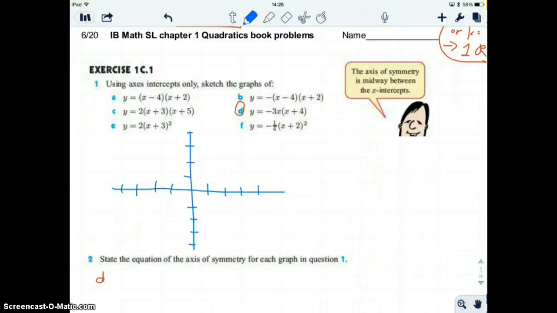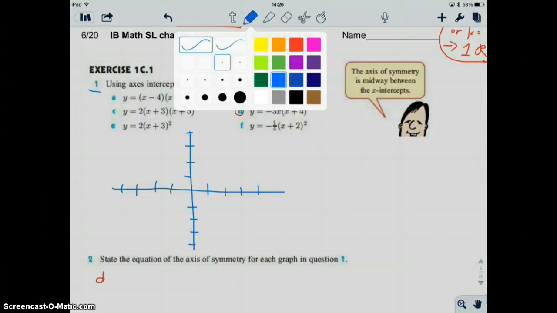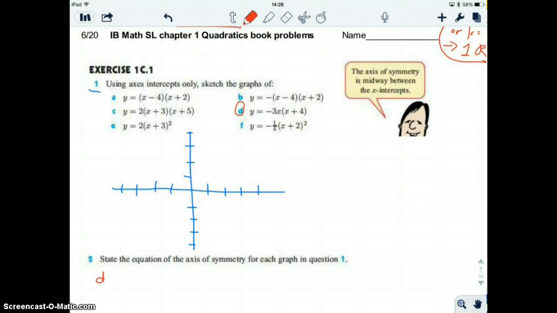Quadratics, page 7. We're going to do question F: use the vertex, axis of symmetry, and y-intercept to graph. Remember that if they give you the equation in the form y equals a(x minus h) squared plus k, they're already giving you the vertex. Remember that it's minus h and plus k. That's kind of hard to remember.